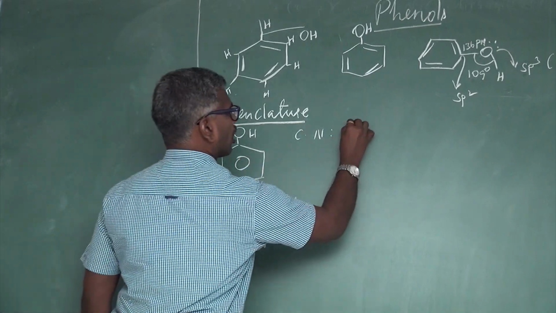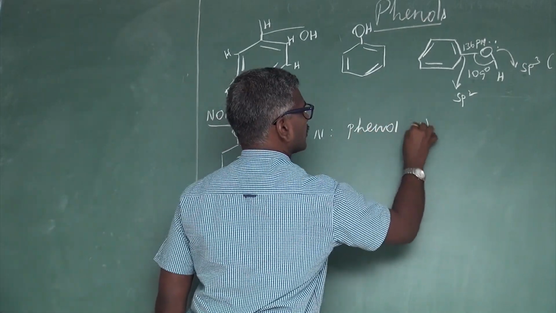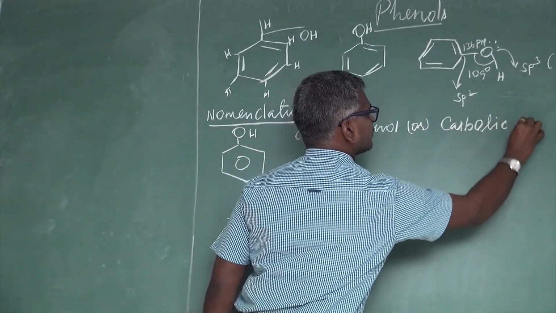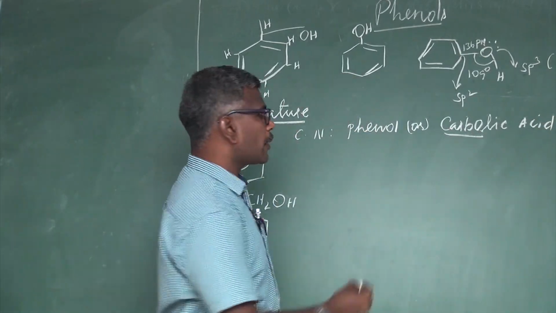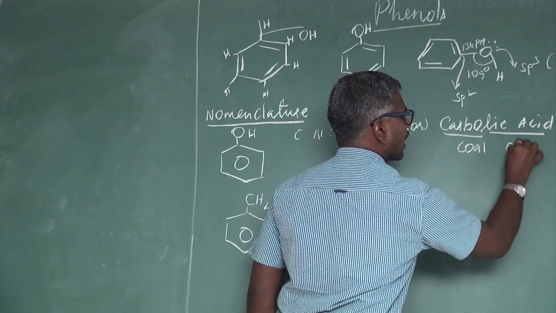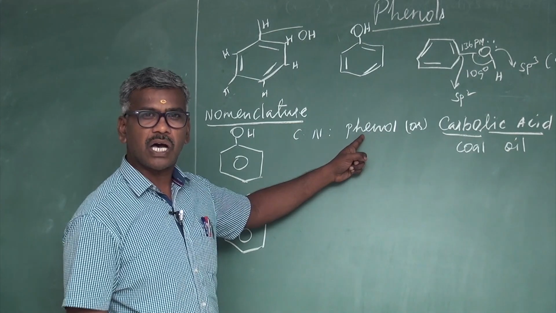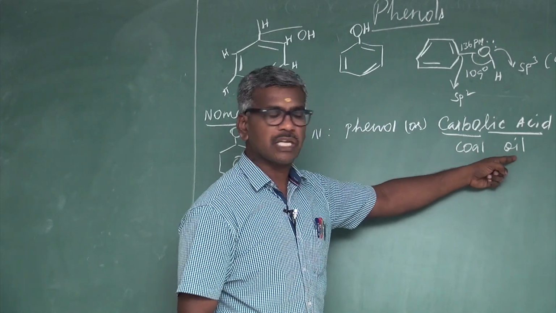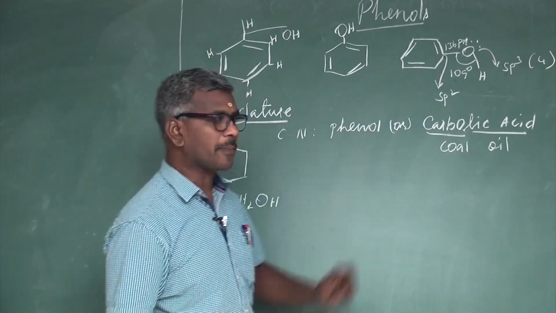Common name: phenol or carbolic acid. What is the meaning of carbo? Carbo means coal, lic means oil. Here phenol and cresol can be obtained from coal tar by distillation. So phenol has another name, carbolic acid. This is a common name.